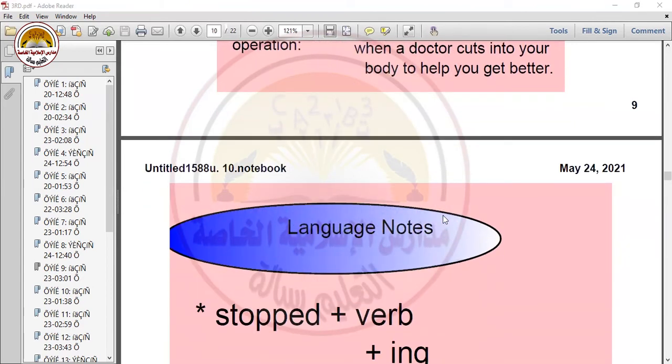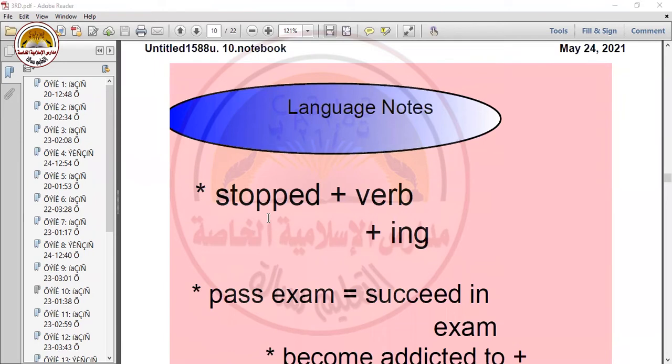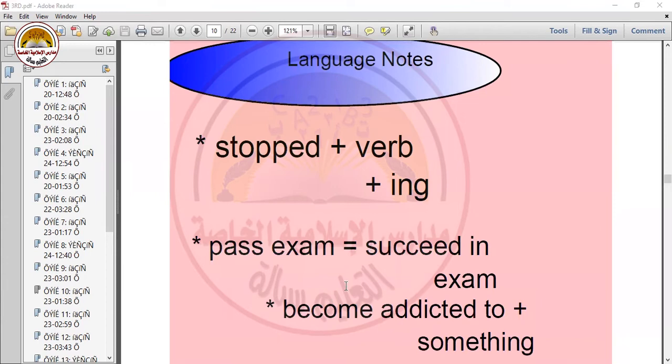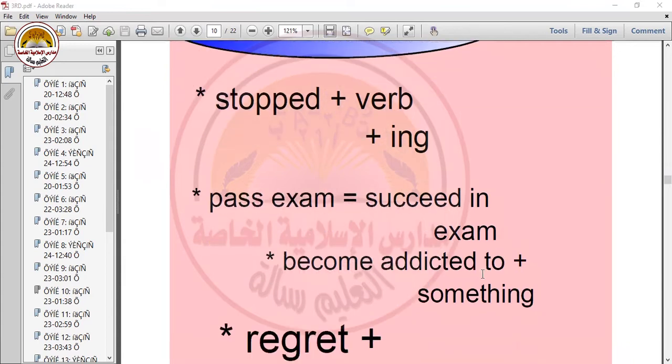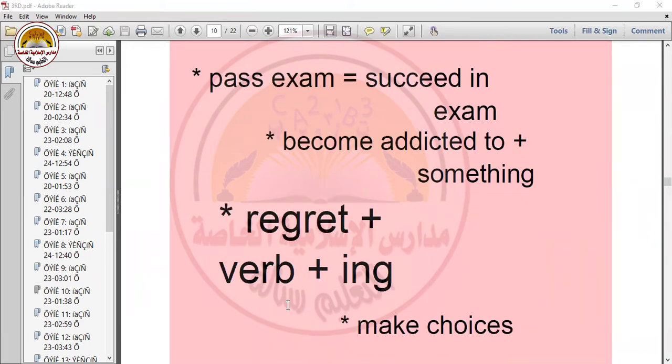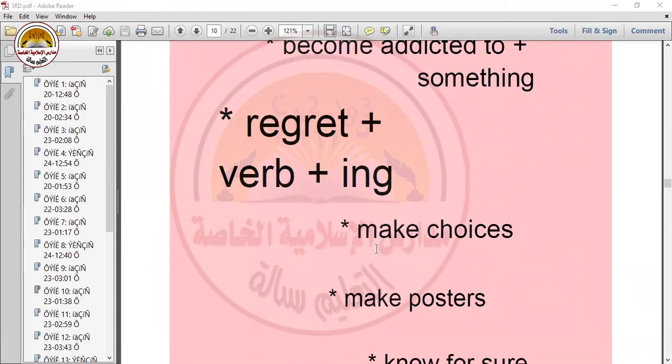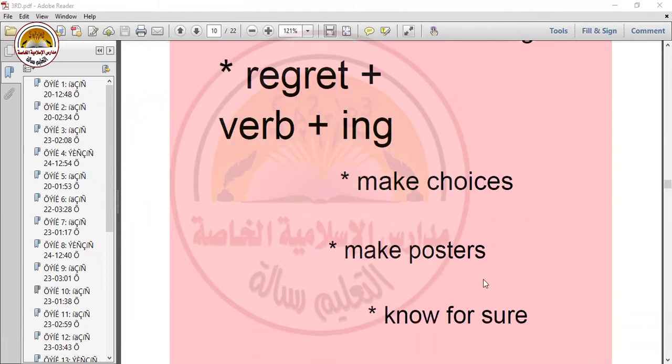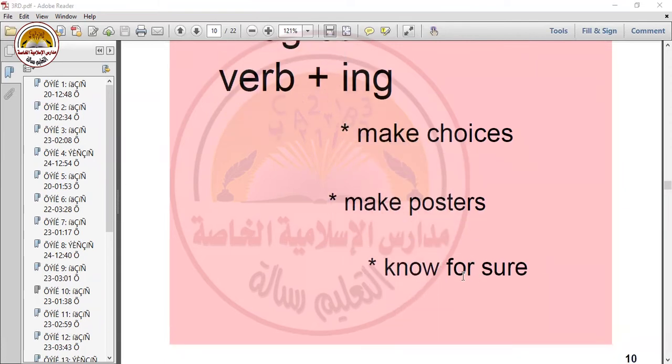Okay. We have some language notes. For example, stopped plus the verb plus ing. He stopped smoking, he stopped watching TV. Pass exam means succeed in exam. Become addicted to something. He became addicted to smoking. Regret plus verb plus ing. The word choices, we have the verb make choices, make posters.